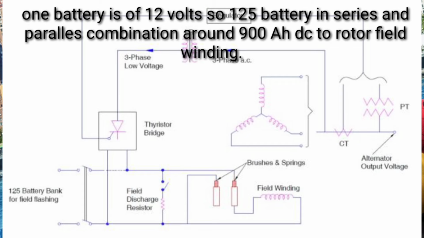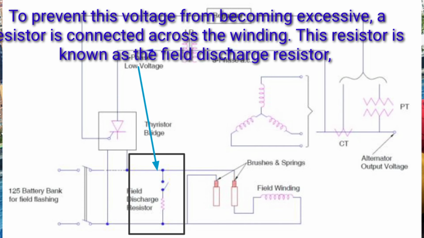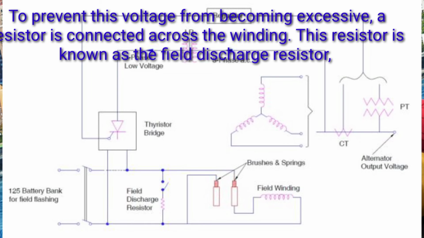Rotor field winding. This is the field discharge resistor. To prevent this voltage from becoming excessive, a resistor is connected across the winding. This resistor is known as the field discharge resistor.